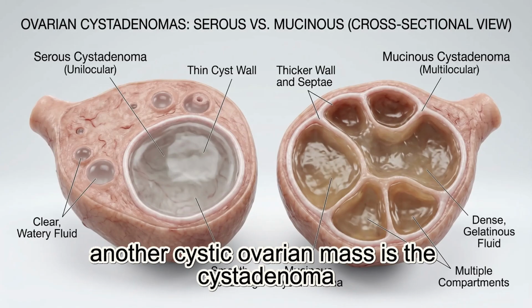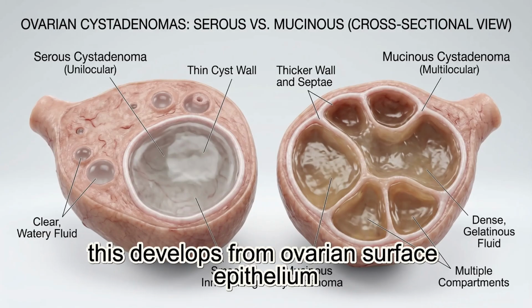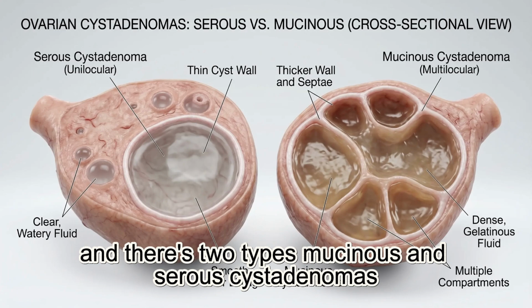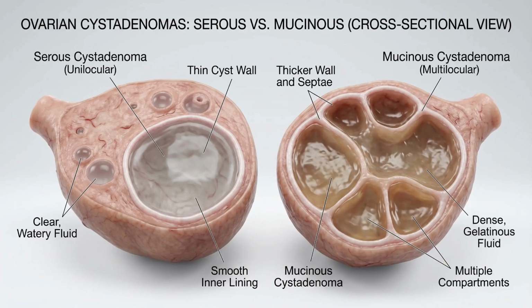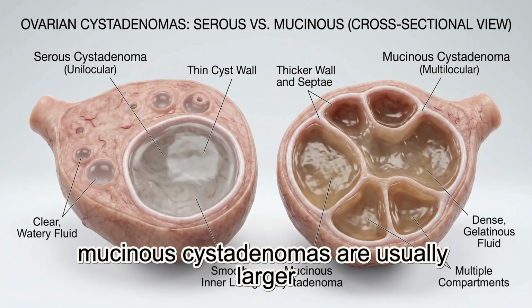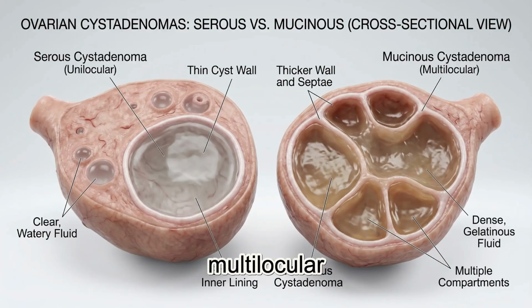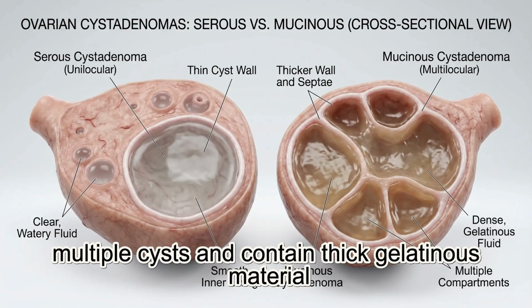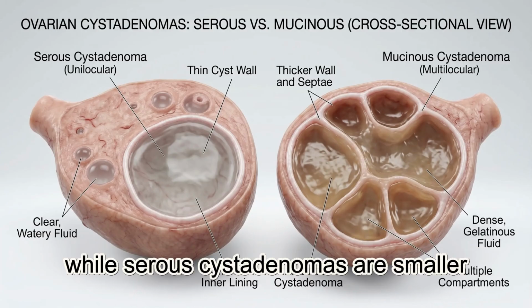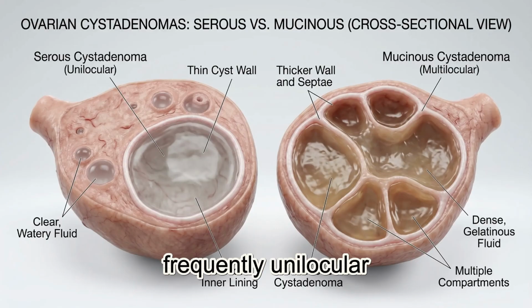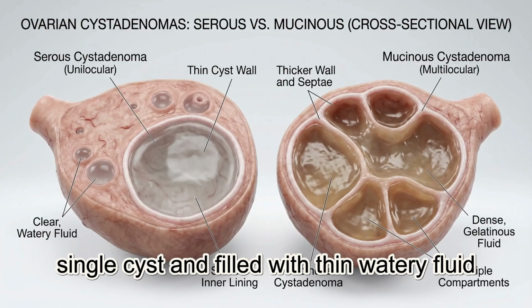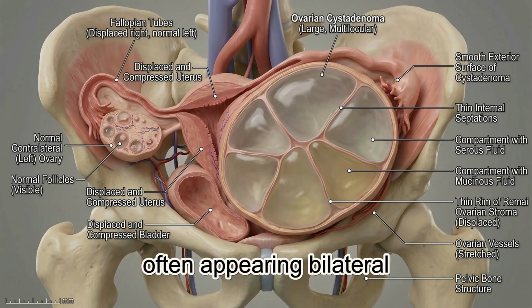Another cystic ovarian mass is the cystadenoma. This develops from ovarian surface epithelium, and there are 2 types, mucinous and serous cystadenomas. Mucinous cystadenomas are usually larger, multilocular, multiple cysts, and contain thick gelatinous material, while serous cystadenomas are smaller, frequently unilocular, single cyst, and filled with thin, watery fluid, often appearing bilateral.